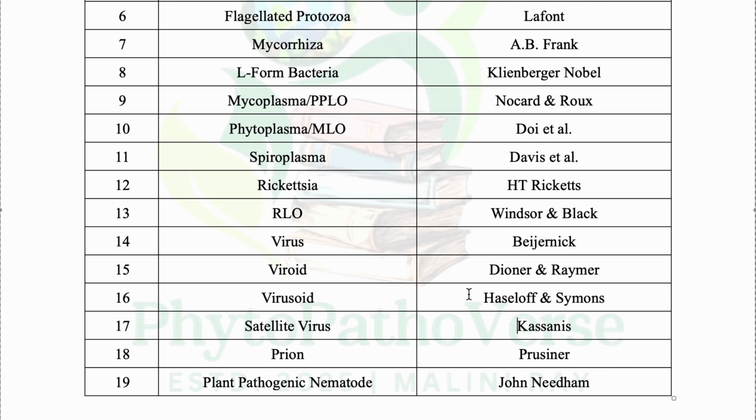I'd like to add one more point here. Before anybody points out that virusoid was not discovered by Haseloff and Symons but by any other scientist, it can be Randles, J.W. Randles. I can write it down with a slash, that is J.W.